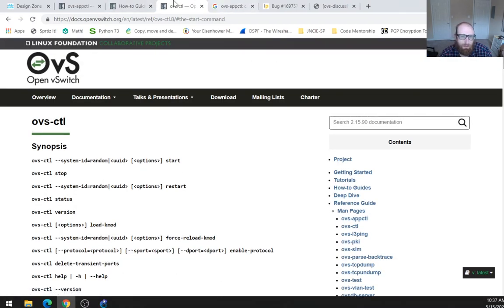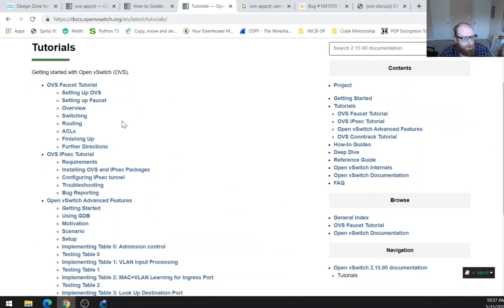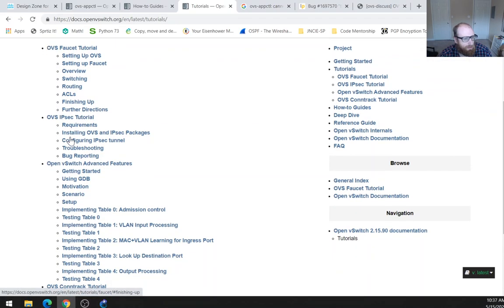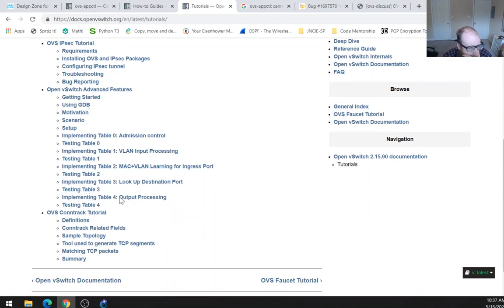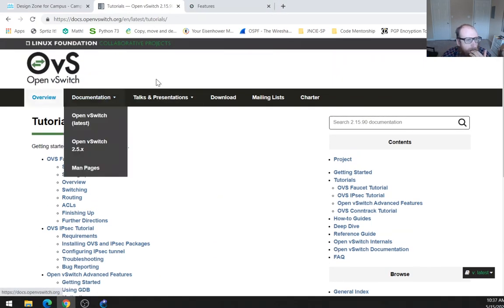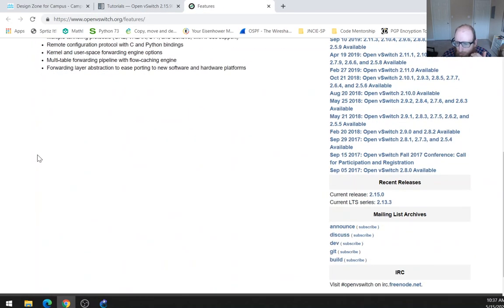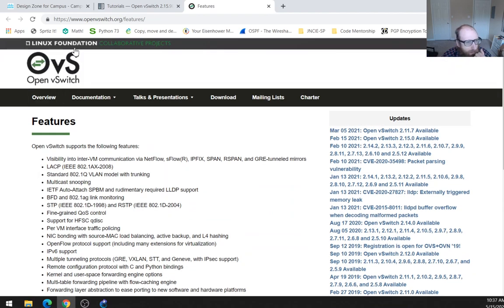Yeah, I kind of wanted to use this on the access layer just because it's interesting, but it might be a little bit too out there for me to use. And I'm not sure when you would use this. Like, I don't know what this is for. Why would you need to use Open vSwitch ever?